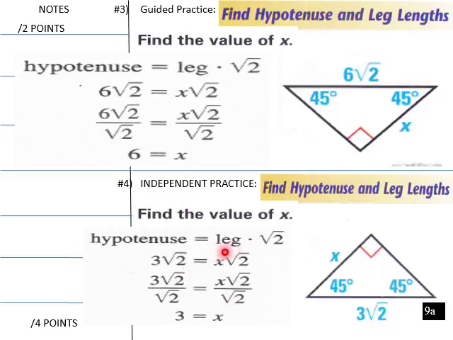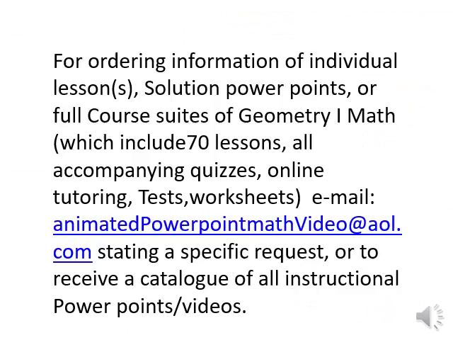Down here, same thing. Hypotenuse equals leg times square root of 2. We know our hypotenuse, and so we need to find the length of x here. So we divide through by square root of 2, and 3 equals x here.